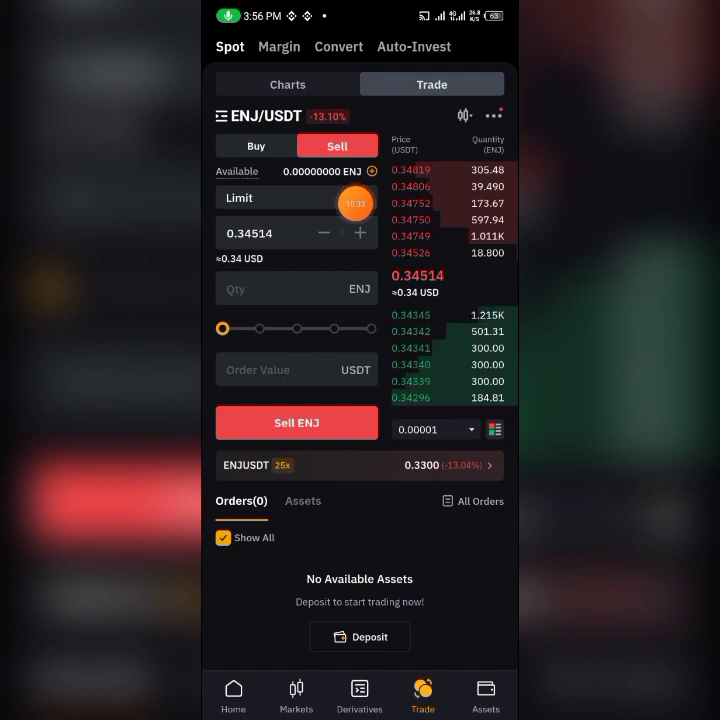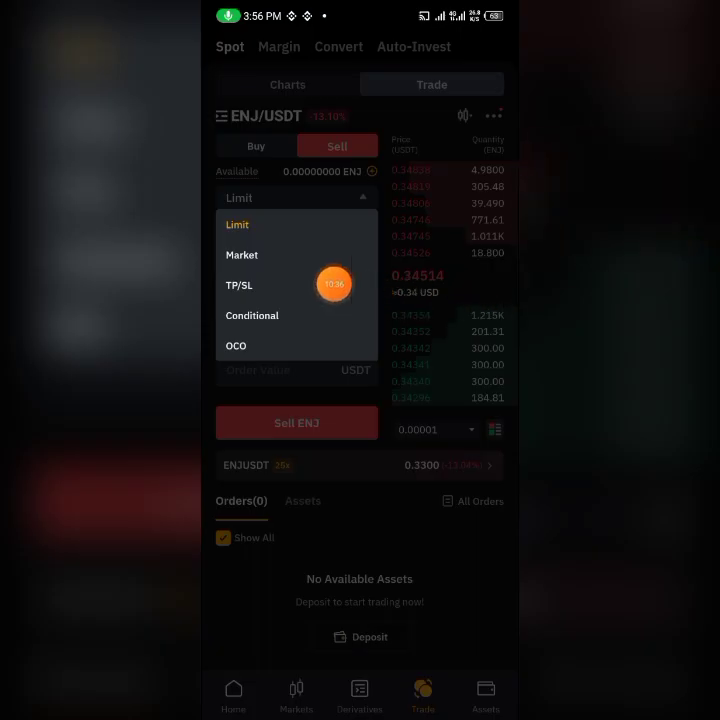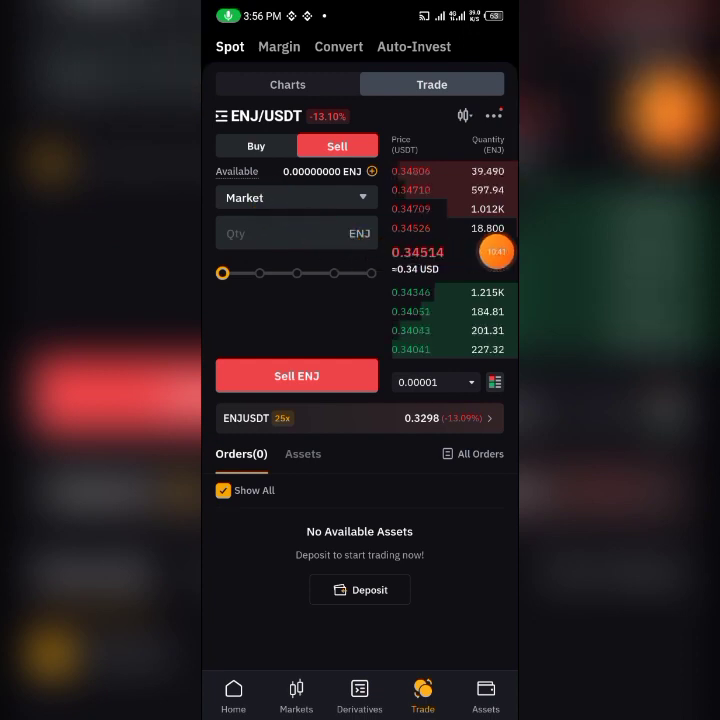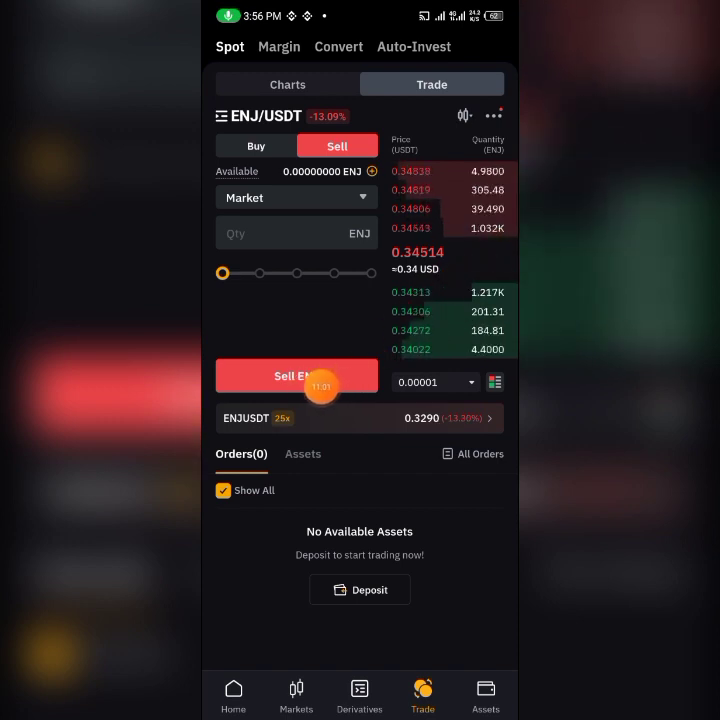You can just click on this, so you can click on market. Now, when you leave it at the market order, which means if you are selling, the trade will just execute no matter the amount. It doesn't matter if the price goes up and down, your trade would execute as fast as the moment you click on this sell ENJ, if you leave it at market order.